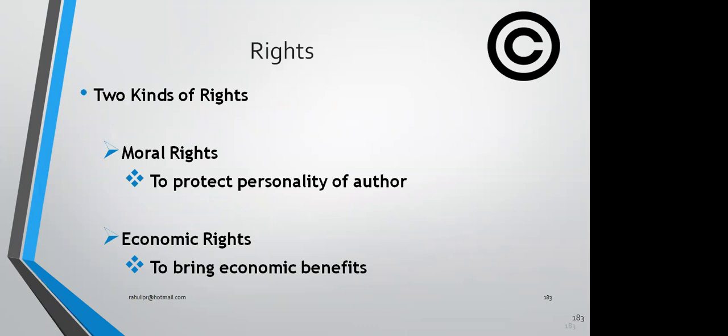There are two types of rights: moral rights and economic rights. Moral rights protect the personality of the authors, and economic rights bring economic benefits from that person.